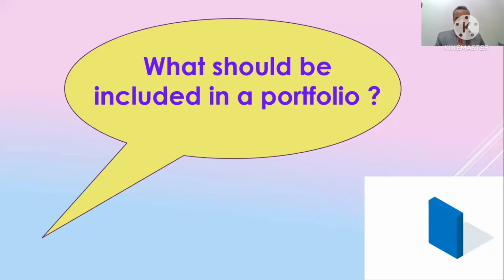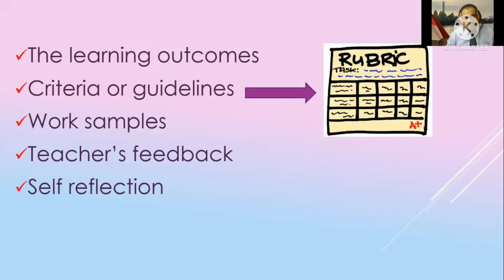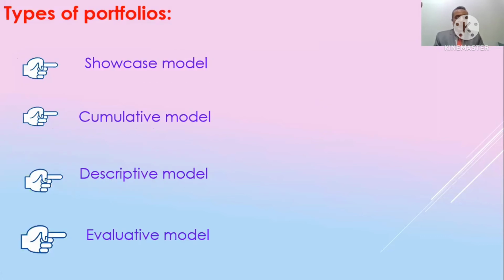What should be put in the portfolio? The teacher can ask the student to put the learning outcomes, the criteria or the guidelines, the work samples, the pieces of writing and so on, the teacher's feedback, and the self-reflection. Again: the learning outcomes, criteria or guidelines, work samples, teacher's feedback, and self-reflection.